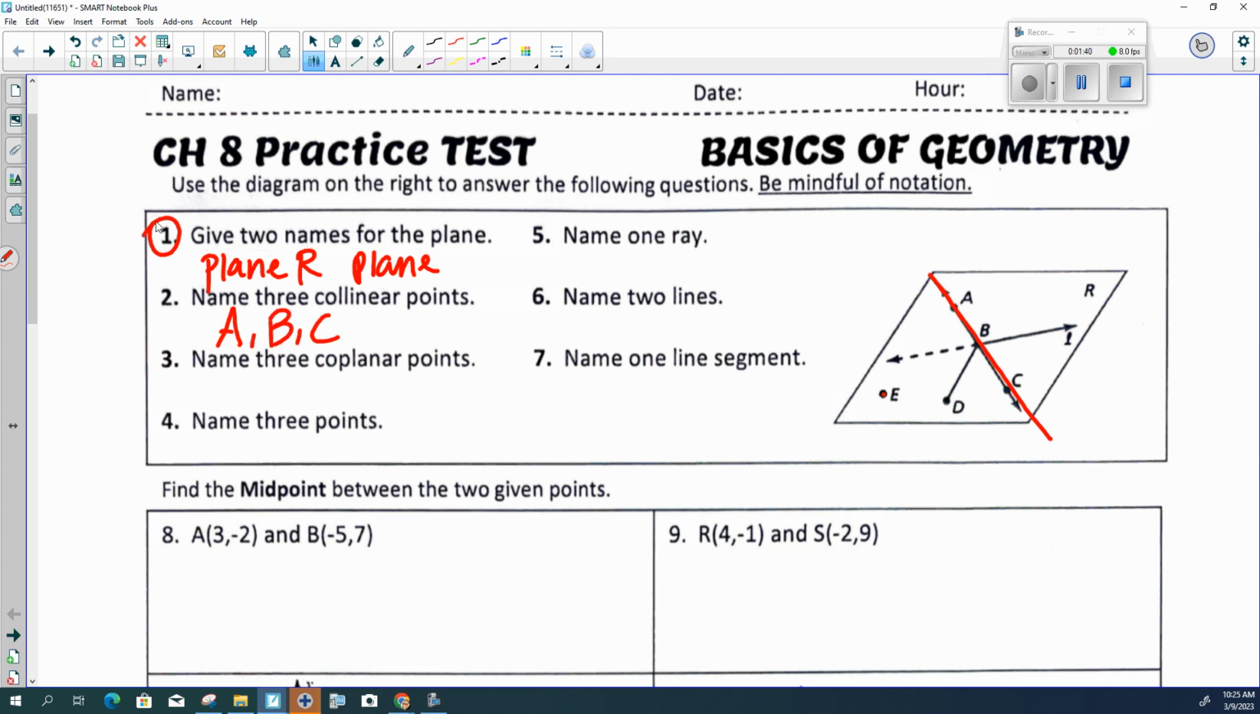Number three, coplanar points. Again, lots of options. So our options are A, B, C, D, and E. We just need to pick three of them. I'll put all of them here. And it's okay if these are in a straight line, because points that are collinear are also coplanar, but they cannot name a plane if they're in a straight line. Okay, three points, same as this. You could pick anything from the A, B, C, D, or E.